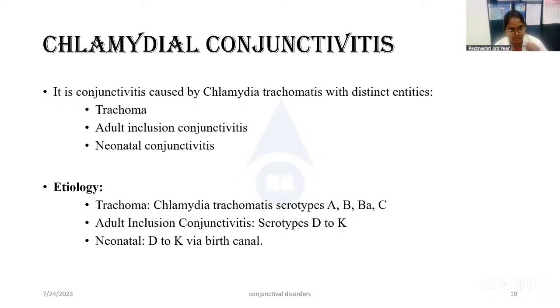Chlamydial conjunctivitis. It is conjunctivitis caused by Chlamydia trachomatis, a distinct entity. Trachoma, adult inclusion conjunctivitis, neonatal conjunctivitis. So etiology. The etiology for trachoma is Chlamydia trachomatis serotypes A, B, Ba, and C. For adult inclusion conjunctivitis, it is serotypes D to K. For neonatal, it is D to K via the birth canal.